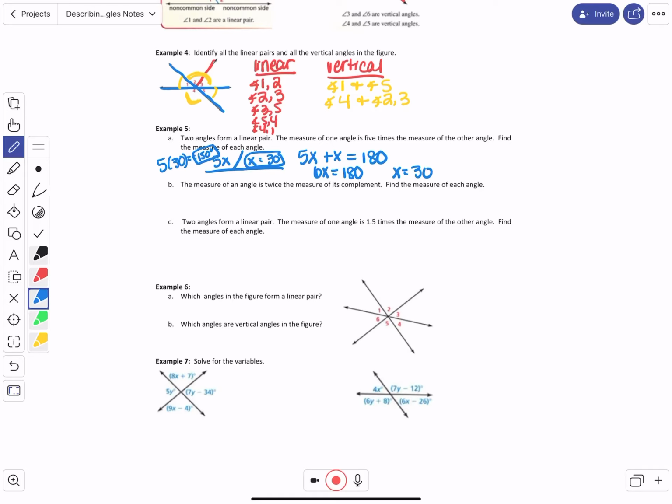All right, so for B, the measure of an angle is twice the measure of its complement. So we know we've got a 90-degree angle.